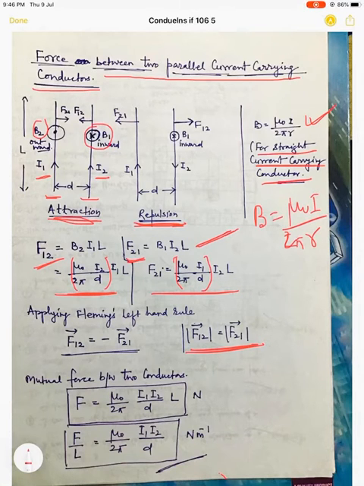So the force experienced by conductor number 1 because of conductor number 2, and the force experienced by conductor number 2 because of conductor number 1, both are the same in magnitude. But by Fleming's left hand rule we can find out the direction of the force. It is like this. This is the force by 1, and this is the force by 2. So both are like this. So there is a force of attraction between the two conductors. When the currents are flowing in the same direction, they attract each other.